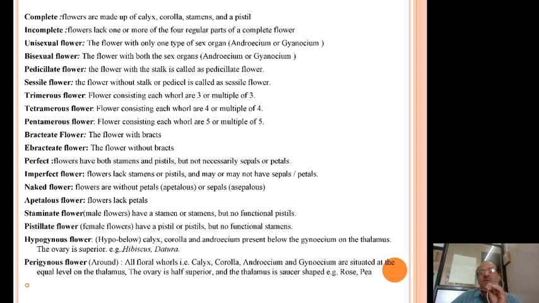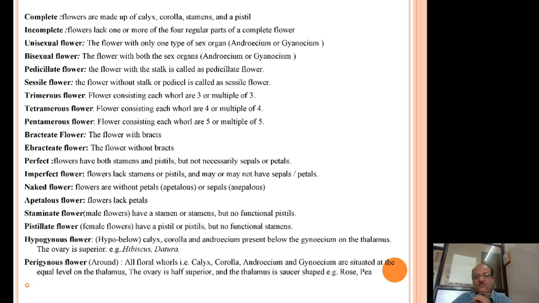Then you may have flowers which are unisexual or bisexual. In a unisexual flower, one of the sex organs is absent. Either the androecium is not present or the gynoecium is not present. Whereas in bisexual flowers, both androecium and gynoecium are present. Then you may have a pedicellate flower or a sessile flower. As we already saw in the last slide, when you have the stalk or the pedicel, the flower is called a pedicellate flower. When this pedicel or stalk of the flower is absent, then it is called a sessile flower.